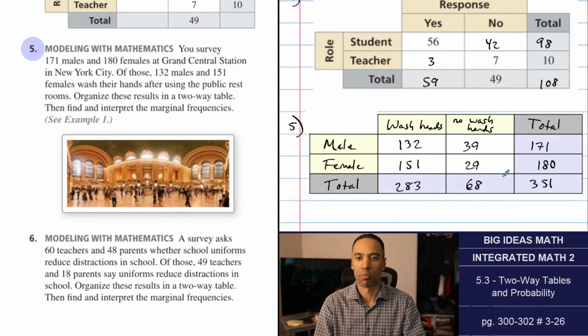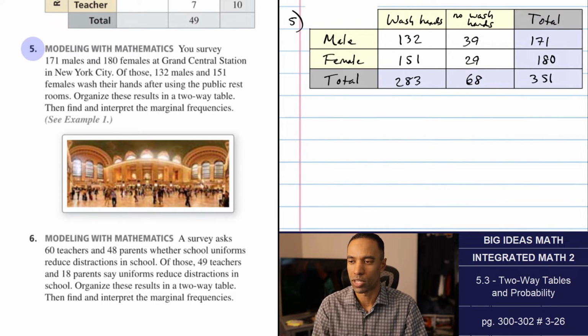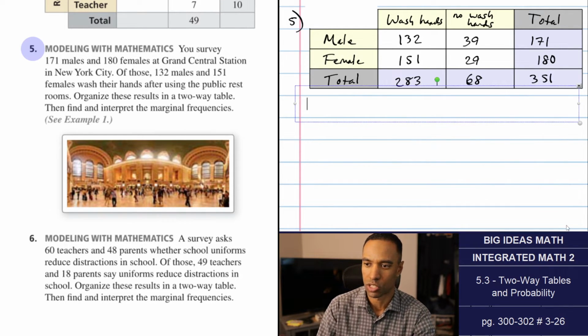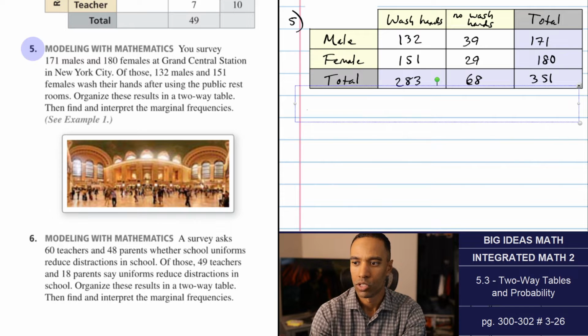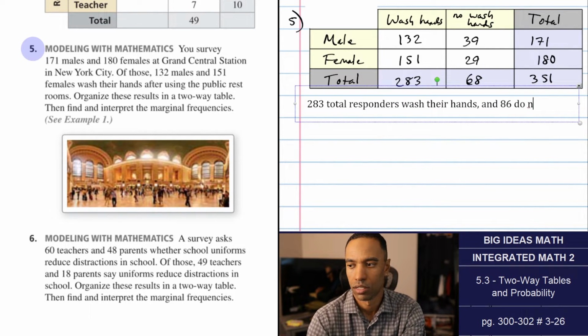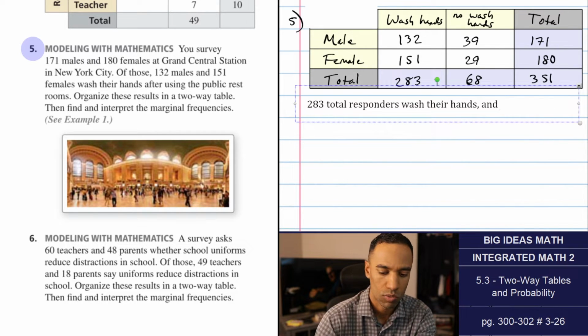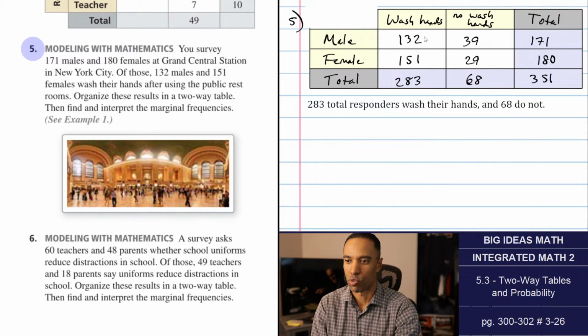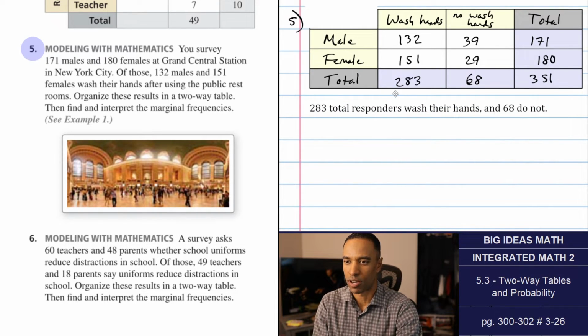So they said find and interpret the marginal frequencies. Those are the ones inside the totals. And I actually probably could have typed with in there. I'll test that out next time. 283 total responders. Yeah, because it's all males and females. Wash their hands and 68 do not. Not 86, that's way too many. 68 do not. And then there are 351 people total. And that's my interpretation, at least for now.